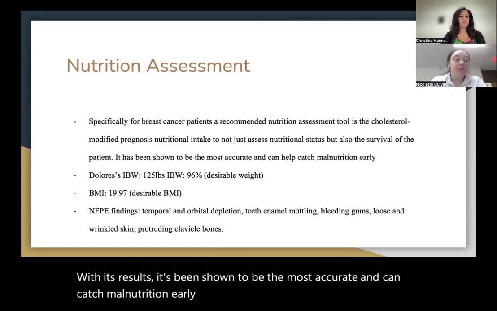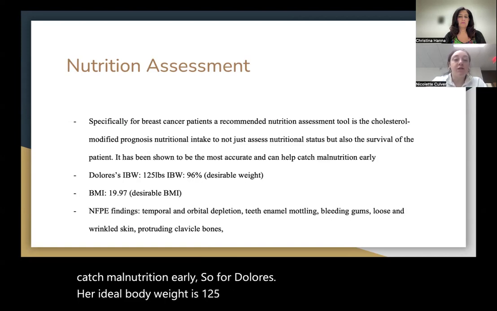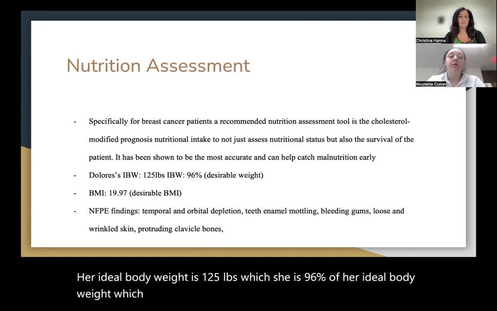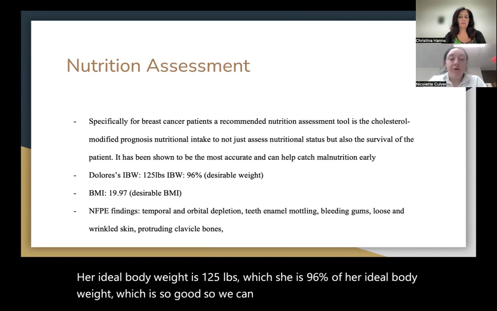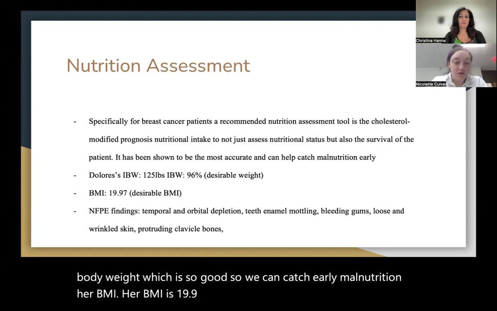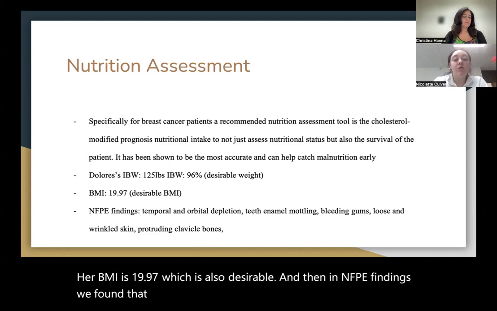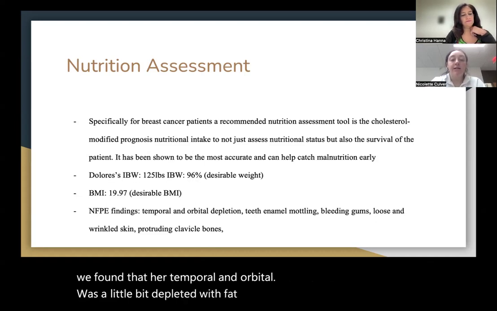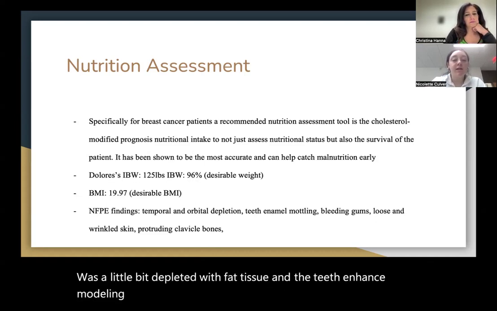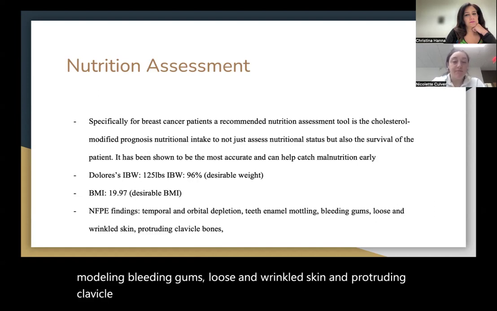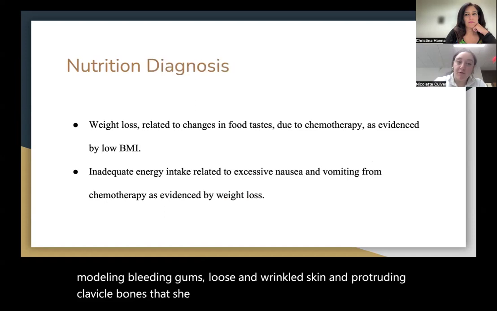So for Dolores, her ideal body weight is 125 pounds, which she is 96% of her ideal body weight, which is still good, so we can catch early malnutrition. Her BMI is 19.97, which is also desirable. And in NFPE findings, we found that her temporal and orbital areas were a little bit depleted of fat tissue, and there was teeth enamel mottling, bleeding gums, loose and wrinkled skin, and protruding clavicle bones that she never experienced before.